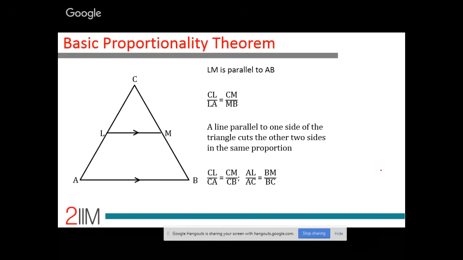Basic proportionality theorem. If you have a line parallel to one side of the triangle, it cuts the other two sides in the same proportion. So if LM and AB are parallel, CL by LA equals CM by MB. Remember the triangles CLM and CAB are similar. We've not yet come to similarity in terms of our theory, but you guys know what similarity means. So CLM and CAB are similar.